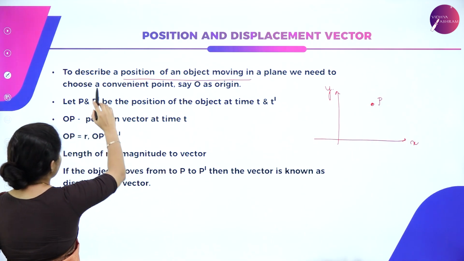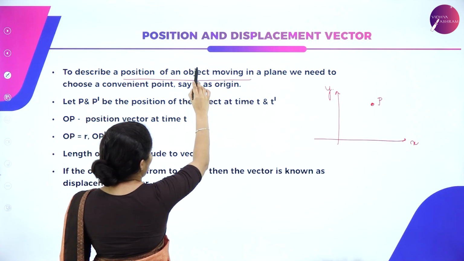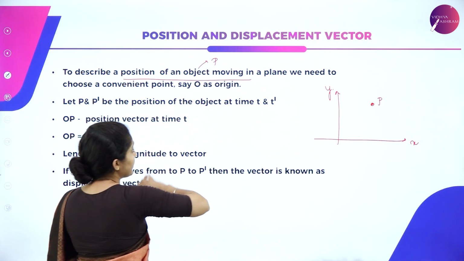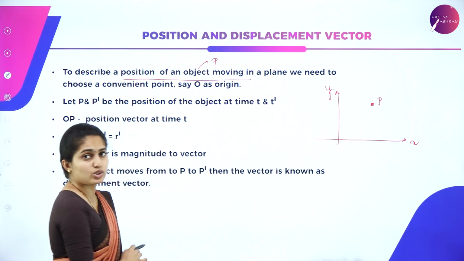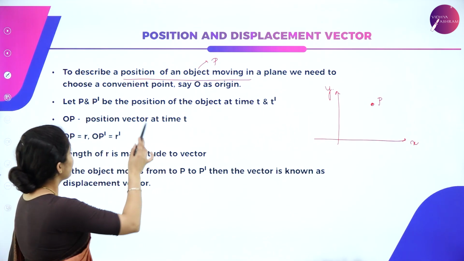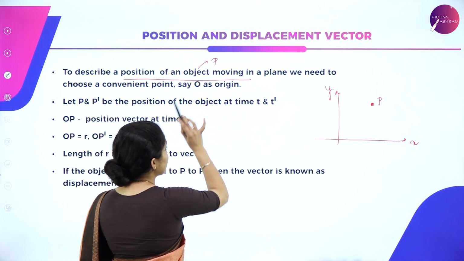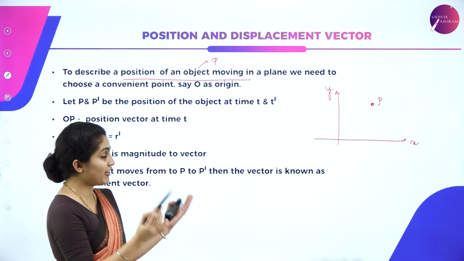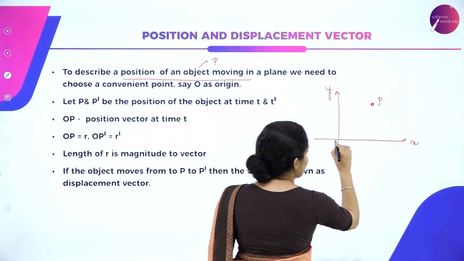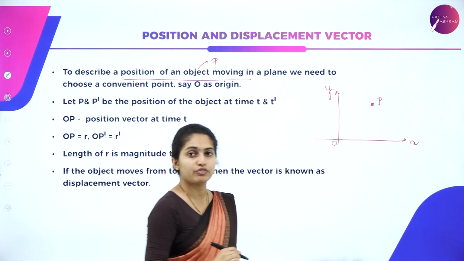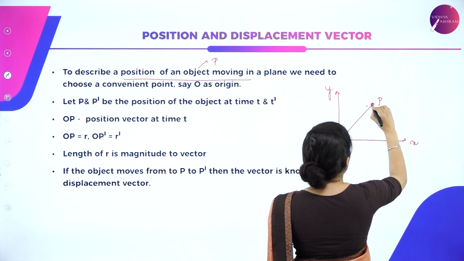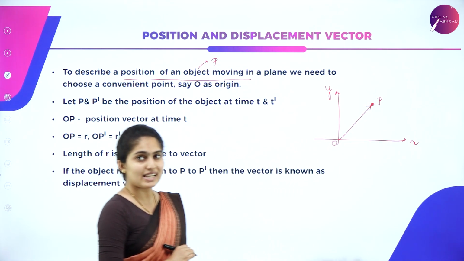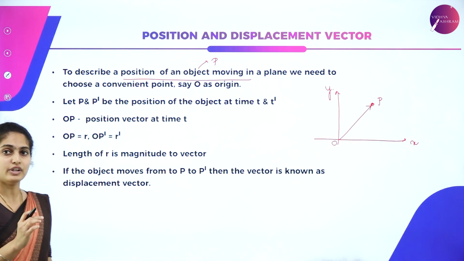So now, to describe the position of an object, and the object I have written here is P, moving in a plane. So this is a plane, XY plane. Yes, 2D is what we are considering here. We need to choose a convenient point, say O as an origin, not somewhere else. It always starts from the origin where the intersection of the axes takes place. From here to this part, with an arrow, gives you the direction as well as magnitude of a certain point.